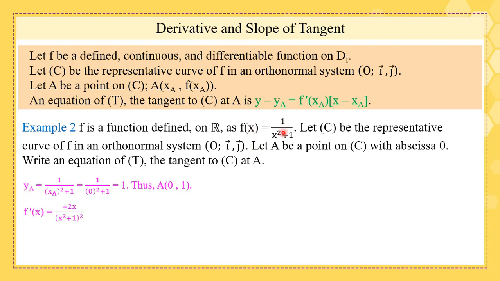Now f is of the form 1 over v and its derivative is minus v prime over v squared, or you can also use the general form of f as u over v. This is what we get as derivative. And f prime of xa, it means that we need f prime of 0, and f prime of 0 is 0. Now we collect them together to get an equation of the tangent t. y of a is 1, x of a is 0, and f prime of xa is also 0. So an equation would be y equals 1.